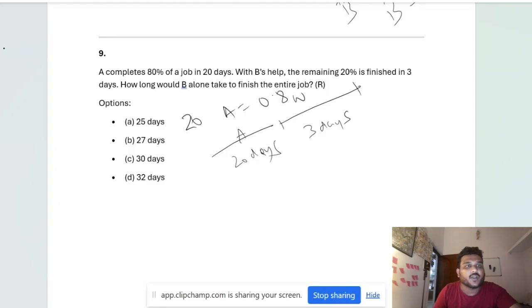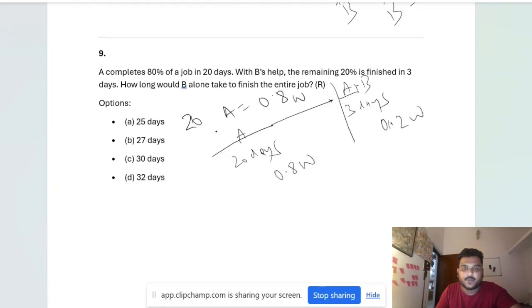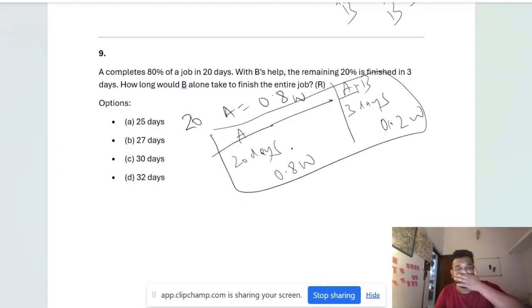So what I'll do is I'll show this line as 20 days and this line as 3 days, where A and B are working together and they finish the work. So probably 0.2 work is done here and 0.8 work is done here. I hope this makes sense. You don't need to make these diagrams there, but I'm just trying to visualize what is happening for you.